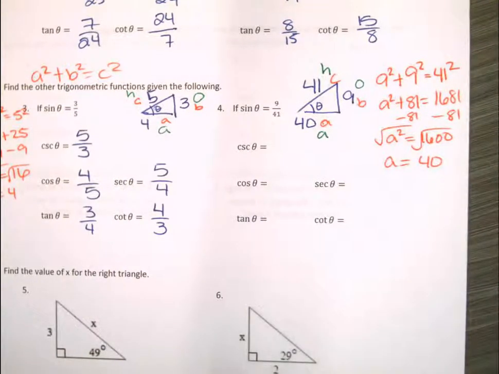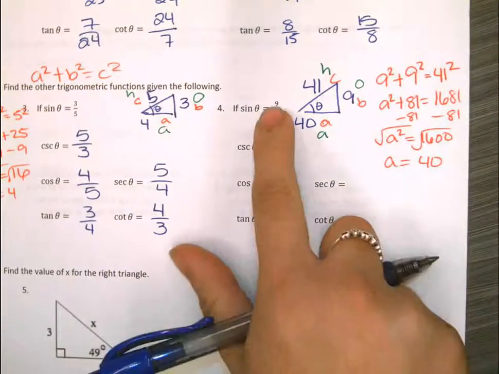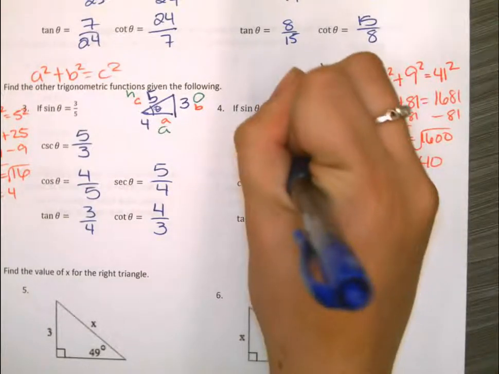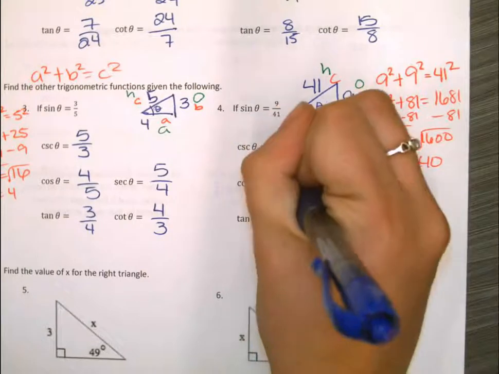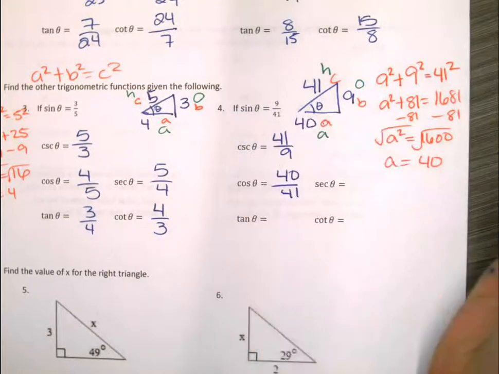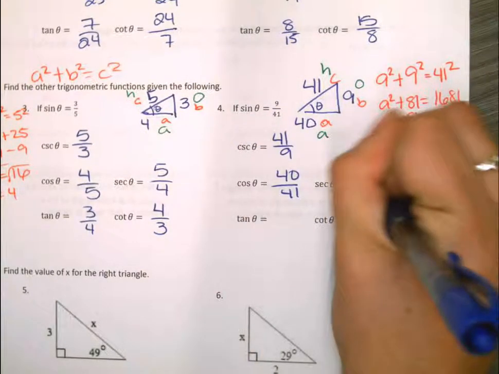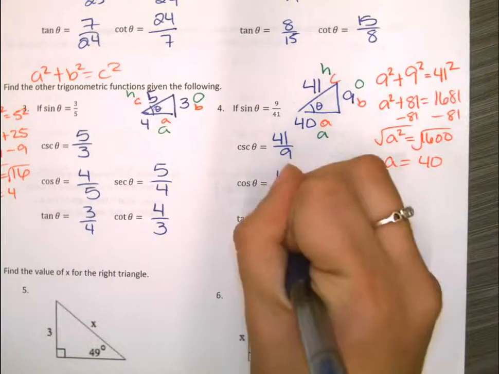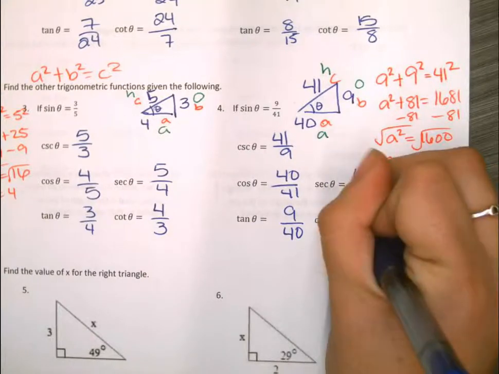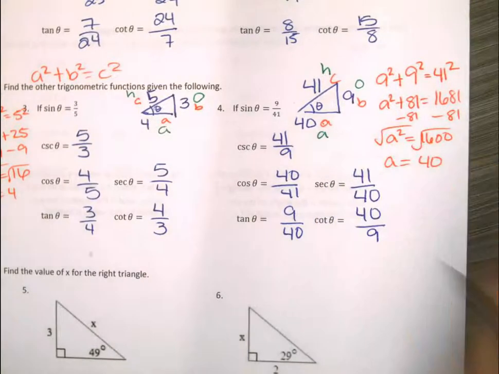Then going in to fill in the values on this chart, cosecant flips this fraction, so I get 41 over 9. Cosine is adjacent over hypotenuse, so 40 over 41. Secant flips that one, so 41 over 40. Tangent is opposite over adjacent, so I get 9 over 40. And then cotangent flips that, so 40 over 9.